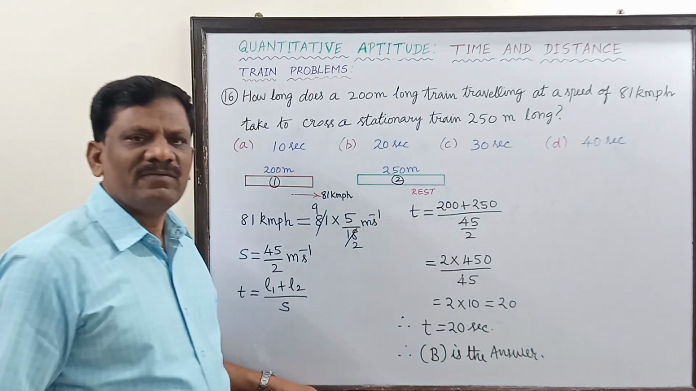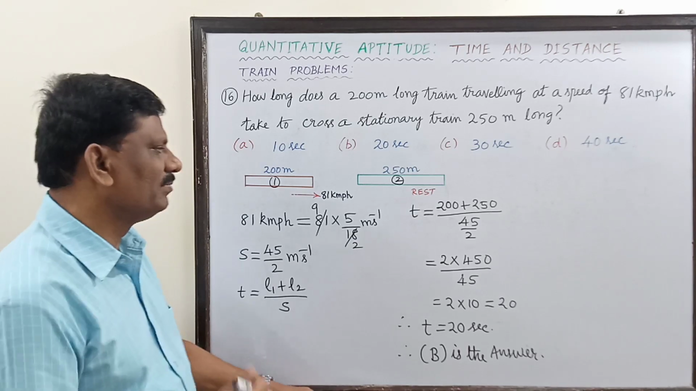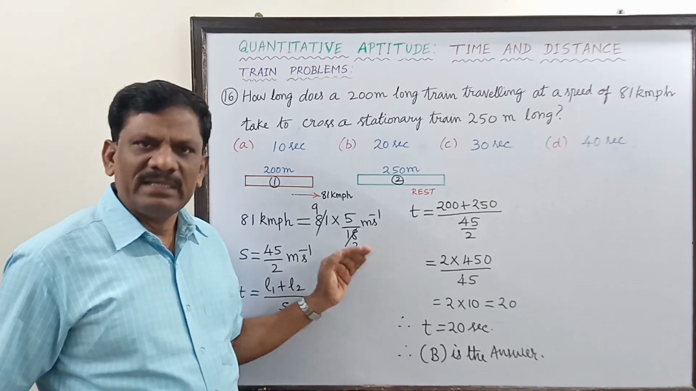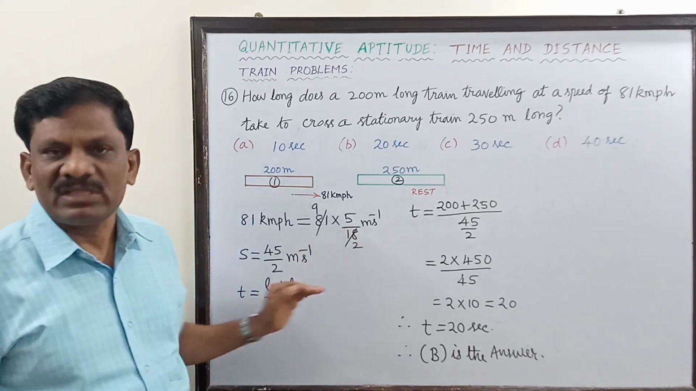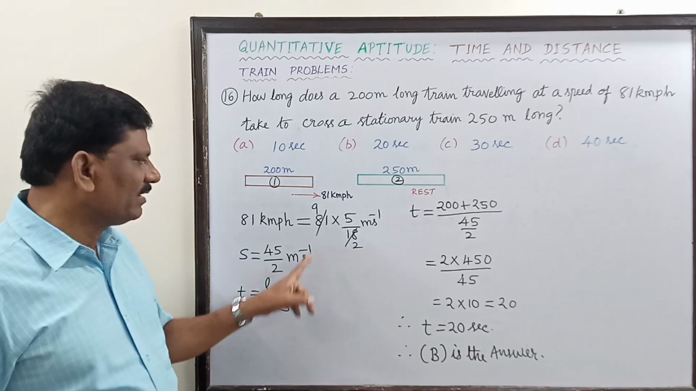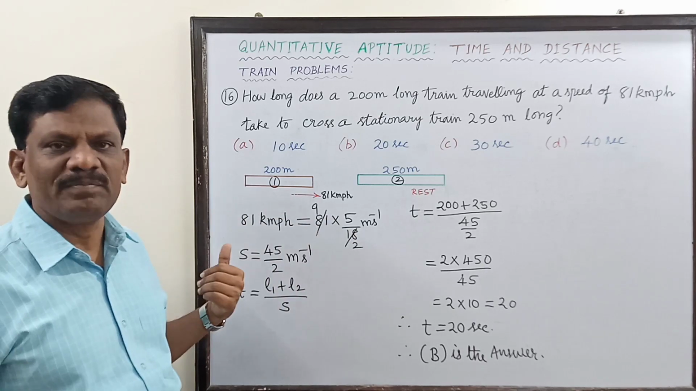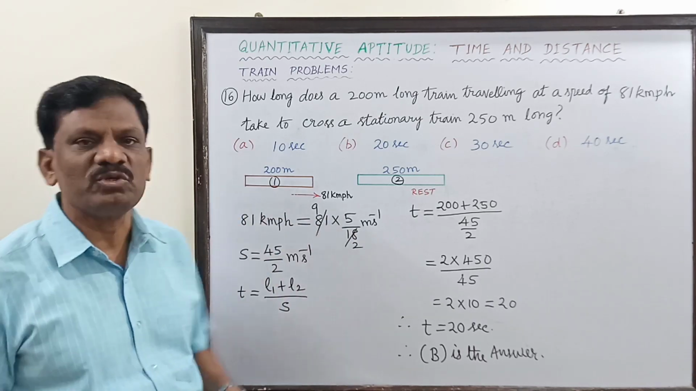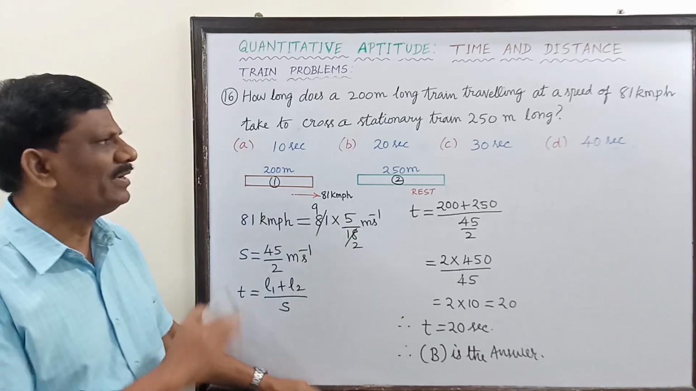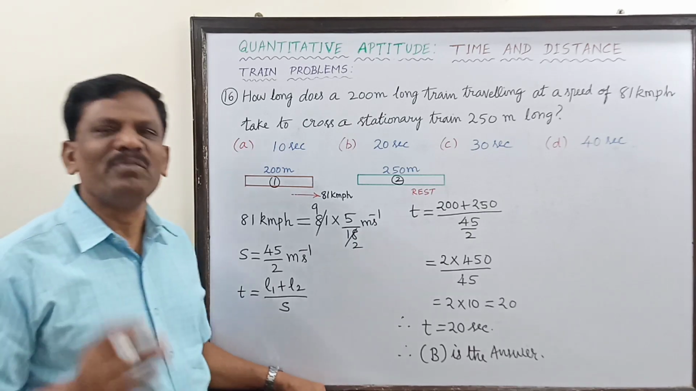This is a very simple and easy problem. Now I think this type of problem you are very much thorough. The only thing is the conversion factor from kilometer per hour into meter per second, or the reverse, meter per second into kilometer per hour. This you should be very much thorough with. Otherwise it is a very simple problem. I hope you understood well.